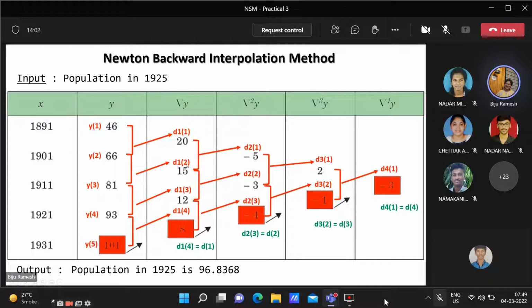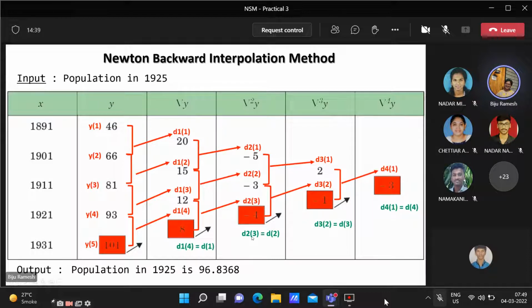Now this difference, D1 of 2 minus D1 of 1, is stored in D2 of 1. D1 of 3 minus D1 of 2 is stored in D2 of 2. And the difference between 4 and 5 is stored in D2 of 3. And the difference between these three are stored in D3. The difference between D3 is stored in D4. Okay, this is exactly same as your Newton forward. There is no difference. Now we have to use the last values. Okay, these values we'll be storing in the D array.